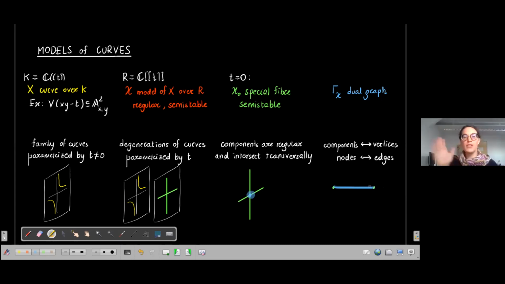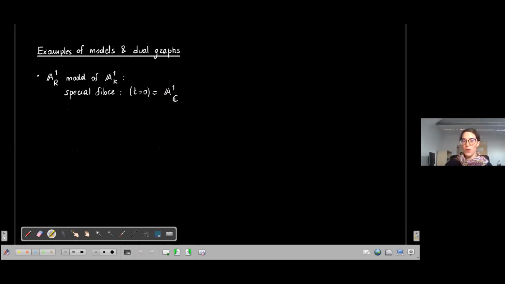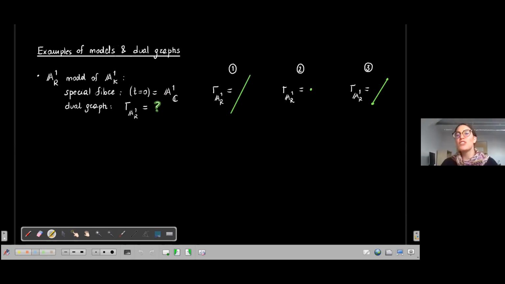Okay, let me give you some examples of dual graphs so that we will be sure that everybody is understanding. Let's take the easy model: A1R as a model of A1K. Then if you think of the special fiber, we put T equals 0, we just have the affine line over C. Now we have a new question for the audience. What will be the dual complex associated to this model? I will give you 3 options. What do you think the dual graph will be for this model?